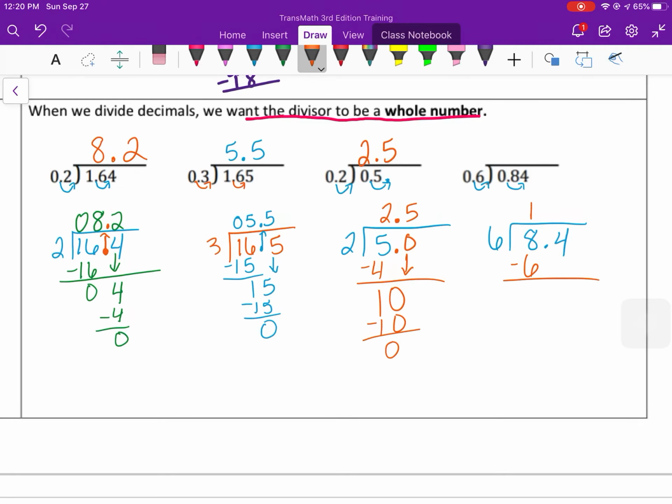Then divide. 6 fits into 8 one time. Subtract. 8 minus 6 is 2. Bring down the 4. 6 fits into 24 4 times. 6 times 4 is 24. We are done. Move the decimal point straight up in the answer, 1.4.